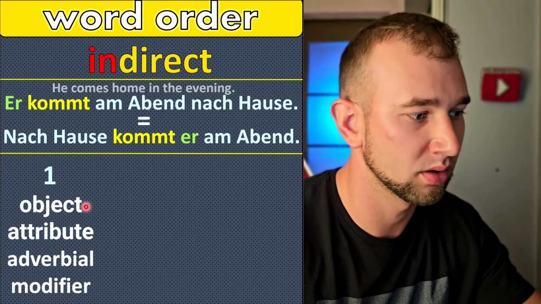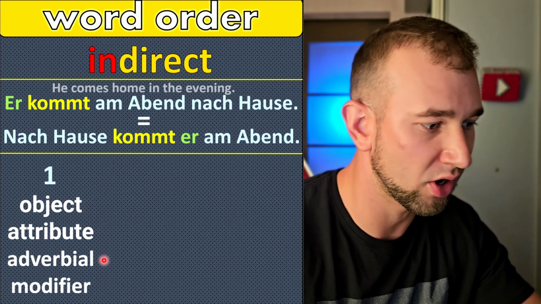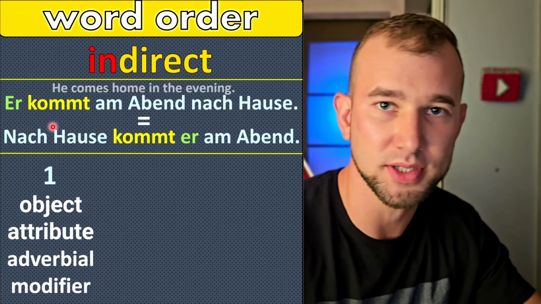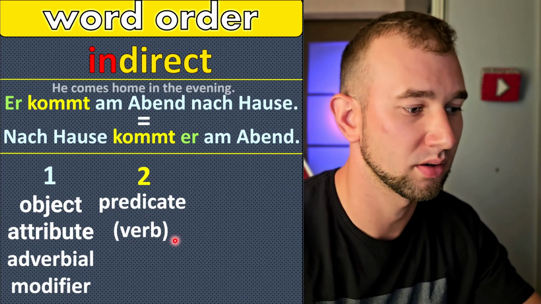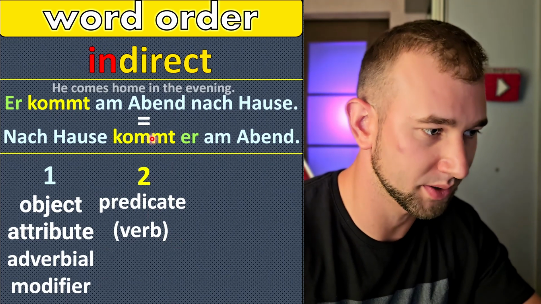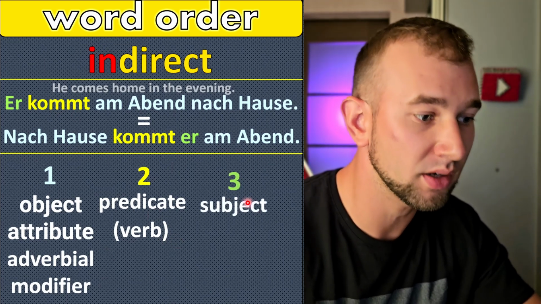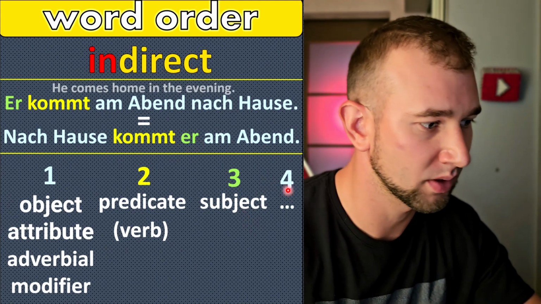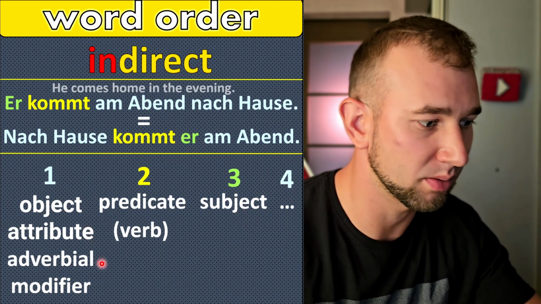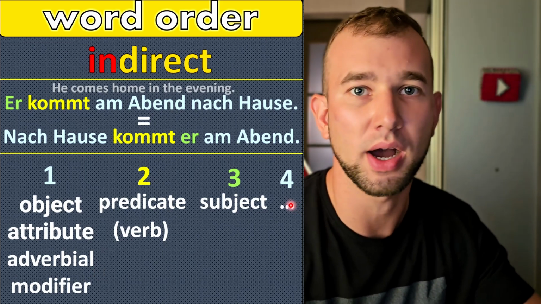Number one, object, attribute, adverbial modifier. Nach Hause. Number two, predicate, verb. Kommt. Then subject, er, and then object, attribute, adverbial modifier if there are any.